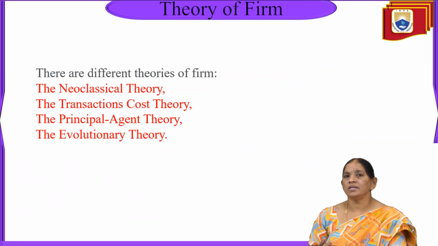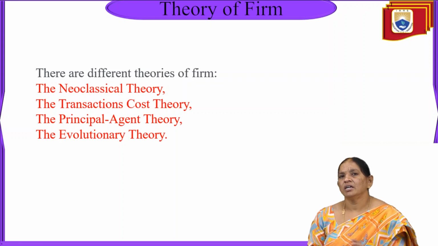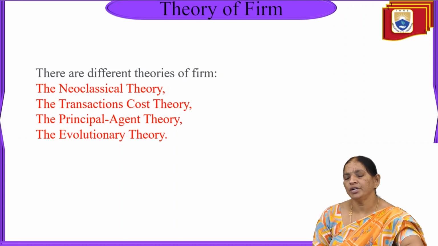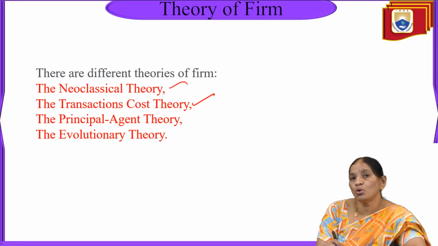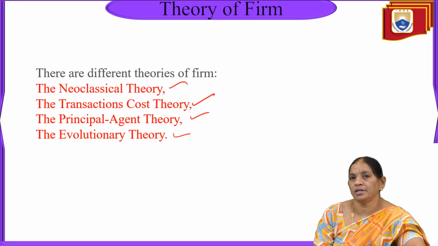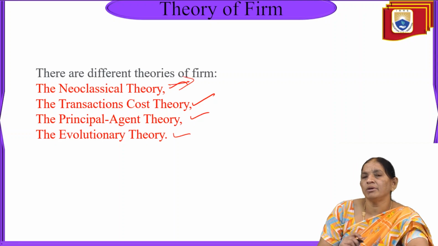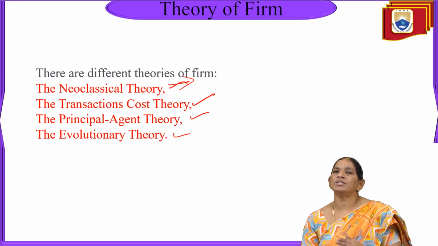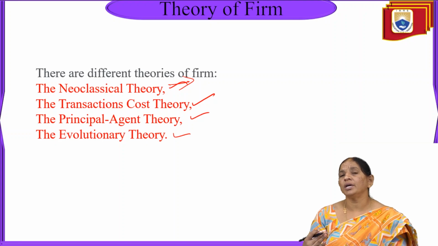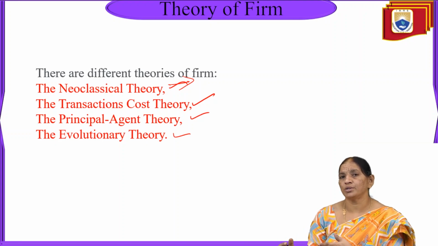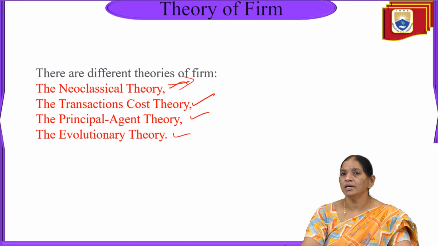Along with these, we can identify that the theory of the firm has many different theories: the neoclassical theory, the transaction cost theory, the principal-agent theory, and the evolutionary theory. The neoclassical theory is a fundamental theory of economics based upon traditional motives and traditional needs, what a producer wants to do and what a consumer wants. The traditional utility comes under the neoclassical theory.